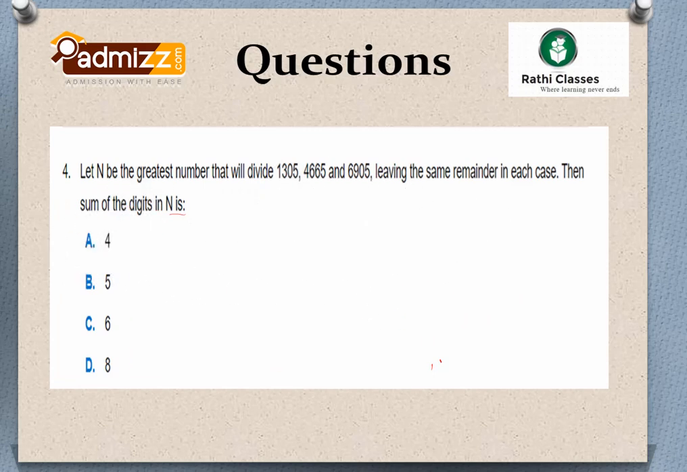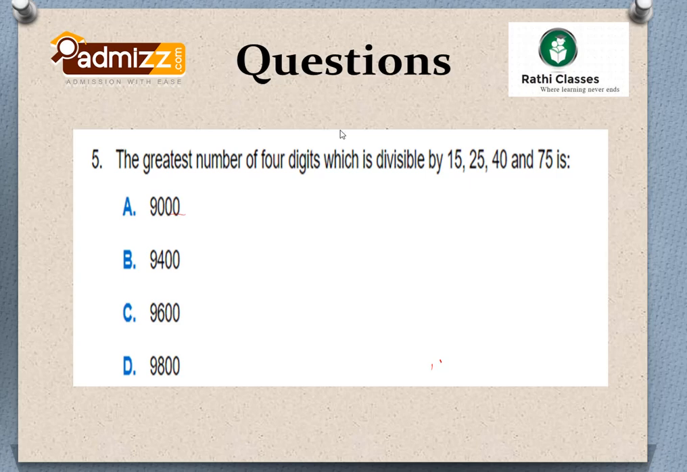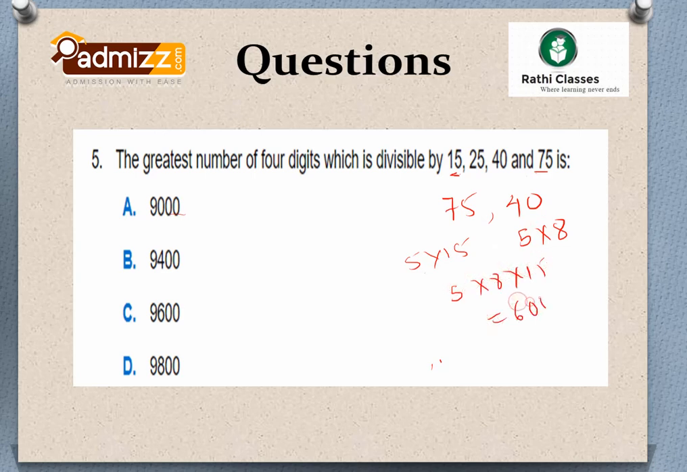Moving on to the next question. The greatest number of 4 digits which is divisible by 15, 25, 40 and 75. Again, the concept would be, I will be taking the LCM individually. For 15 and 75, the LCM is 75 because 75 is 15 into 5. 25 and 75, the LCM is again 75. So I will be left with 40. So for 75 and 40, how will I calculate? 75 is nothing but 5 into 15 and 40 is nothing but 5 into 8. So my answer would be 5 into 8 into 15, that is equal to 600.